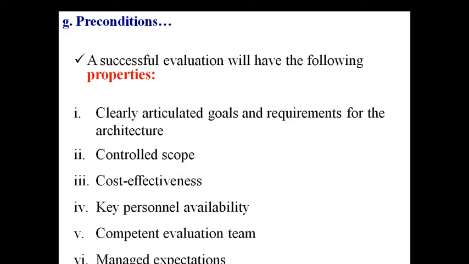For example, if you go with your friends, the selection may be good because they are the same age with the same thought. But if you go with your parents, they are a little bit aged, so they may not make a good selection. And finally, what is the evaluation team, competition and expectations? So these are the properties.